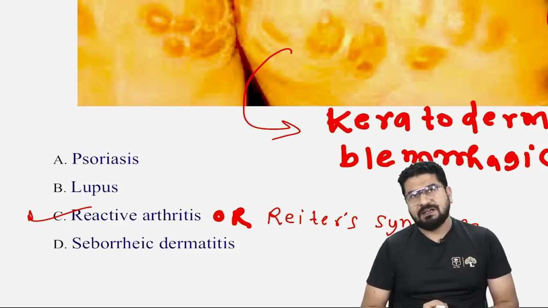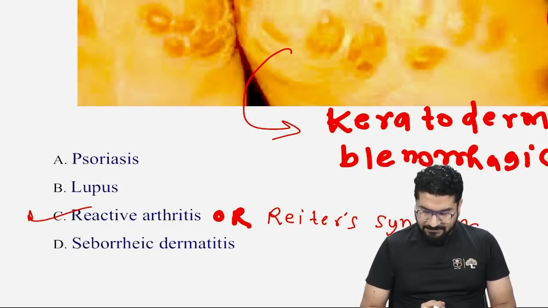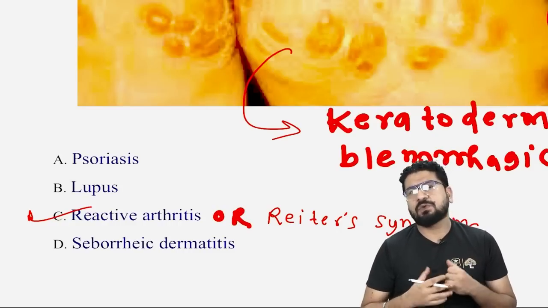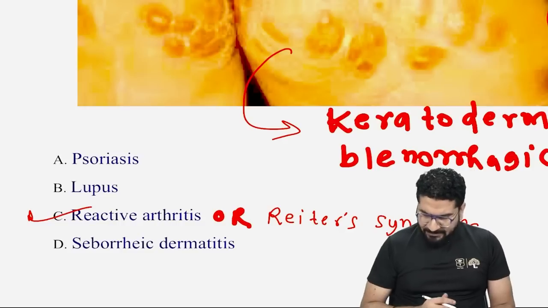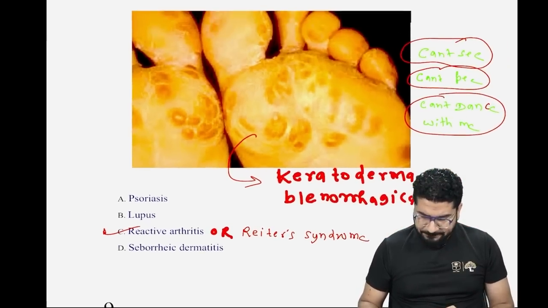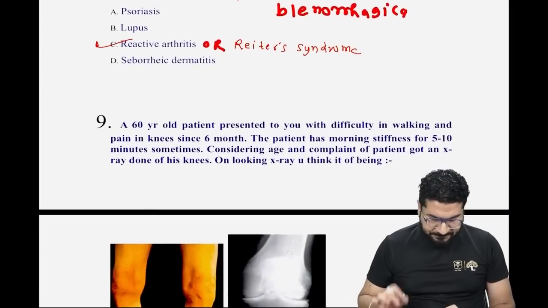For lupus, we can develop a lupus arthropathy. Sometimes there will be deformity. Initially, it's non-deforming. Later on, it will become deforming. We call this Jaccoud's arthropathy. In seborrheic dermatitis, you will see it basically in the facial areas, not in palms and soles.